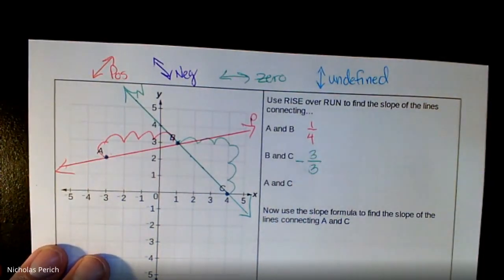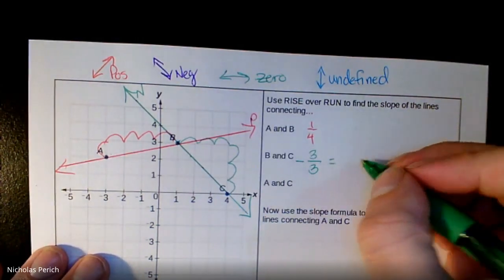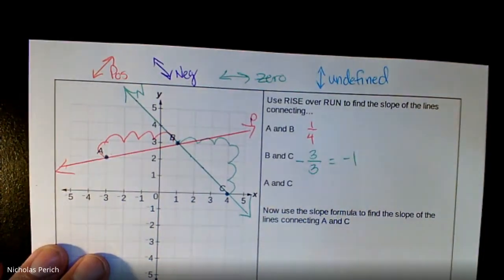Now I can look at this and be like, oh, wait a minute, I can simplify that. You sure can. Negative 3 divided by 3 is negative 1. So my slope is negative 1.